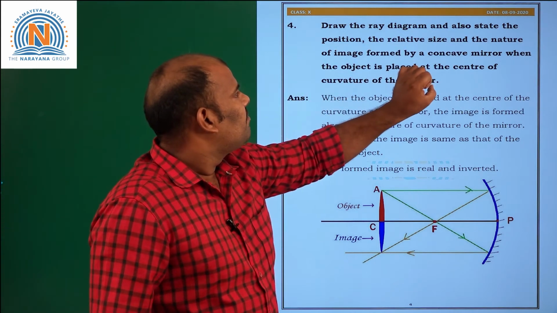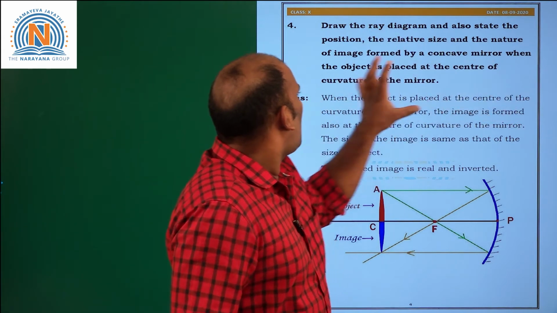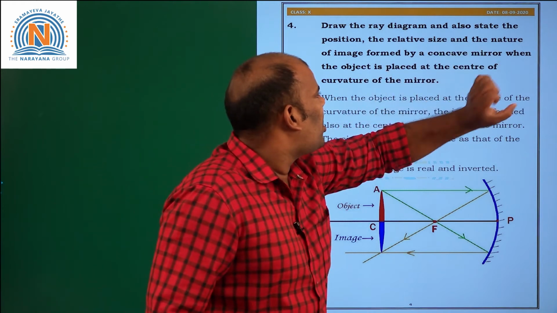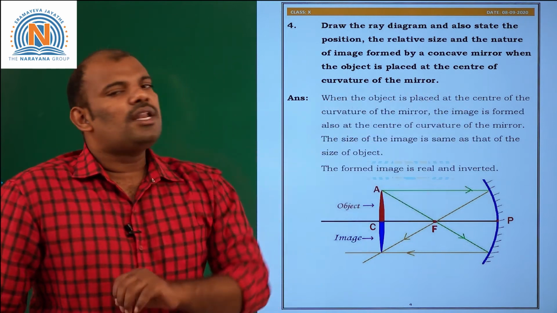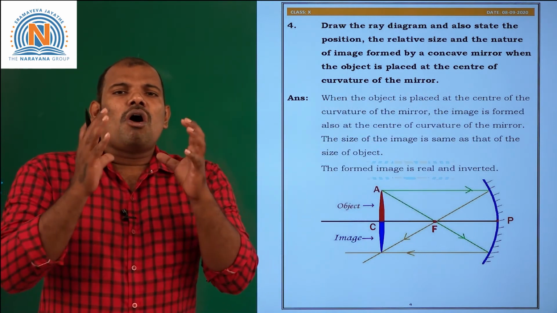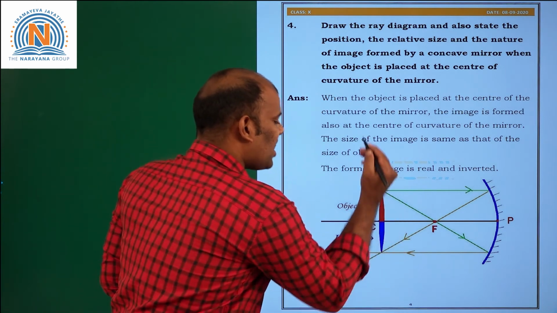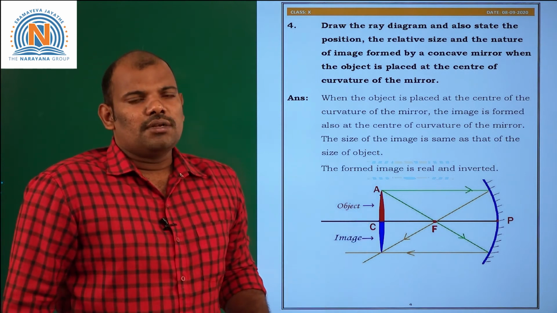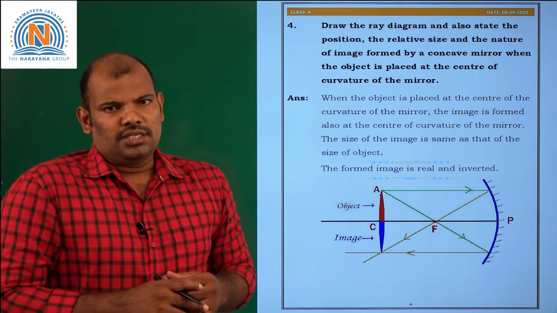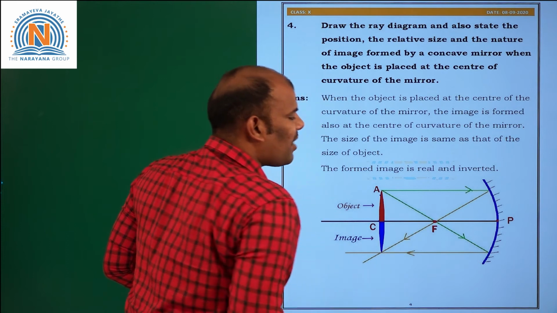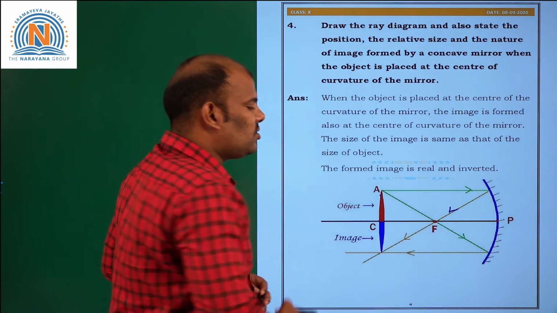Draw the ray diagram and also state the position, the relative size and the nature of the image formed by a concave mirror when the object is placed at the center of curvature of the mirror. When you place the object at the center of curvature, you are placing the object exactly at center of curvature. So to draw any image formation diagram, you need at least 2 rays. One ray I am sending parallel to the principal axis. When you send the incident ray parallel to the principal axis, the reflected ray passes through the focus.